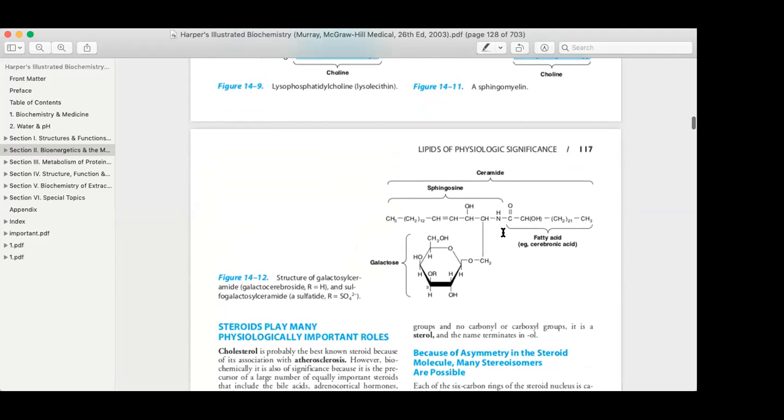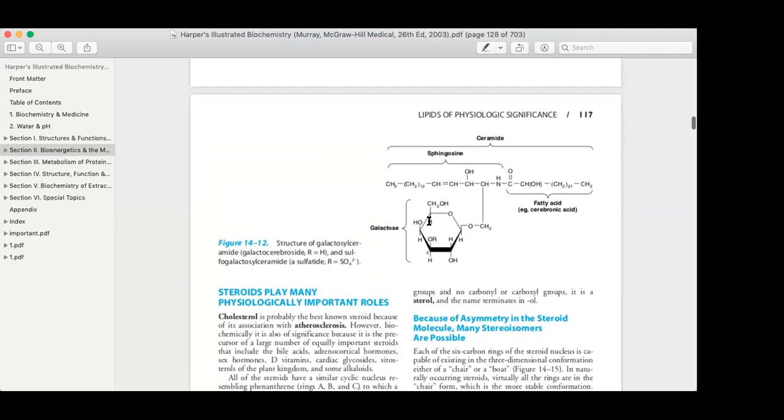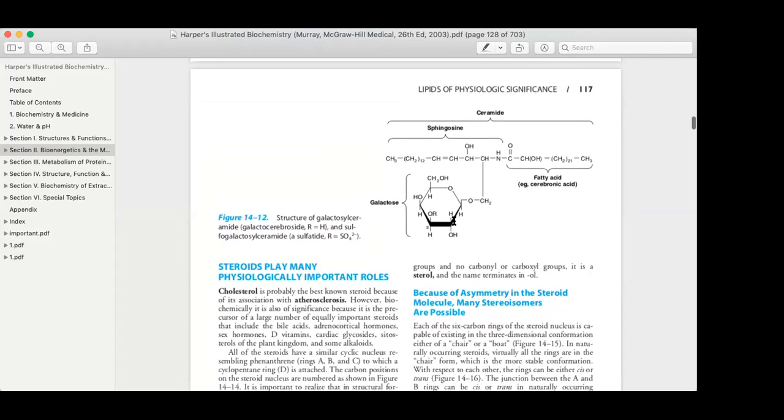This is a structure of cerebroside, galactocerebroside.